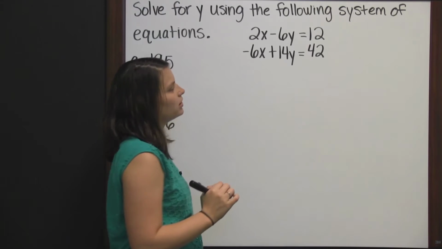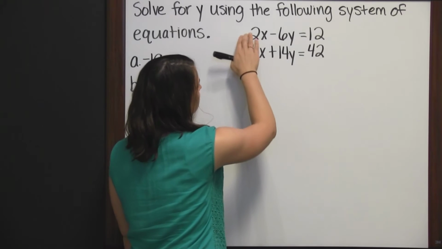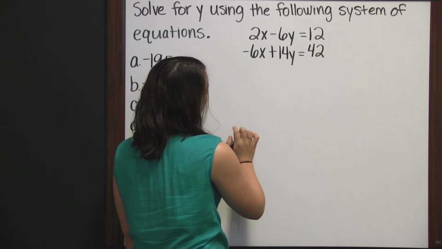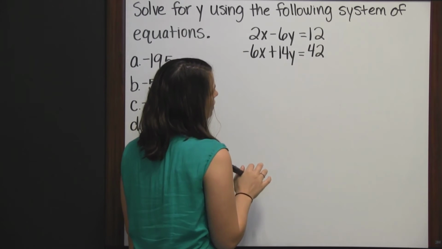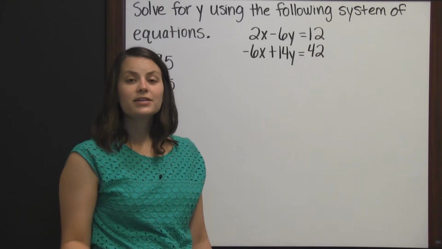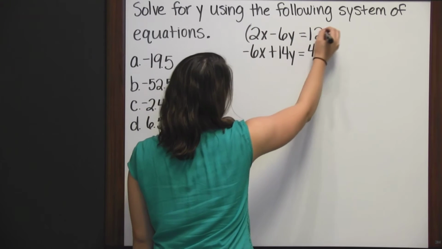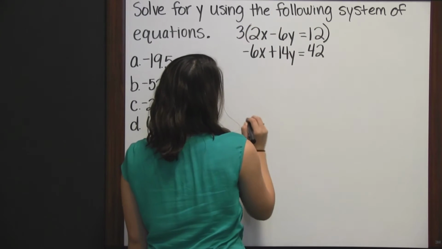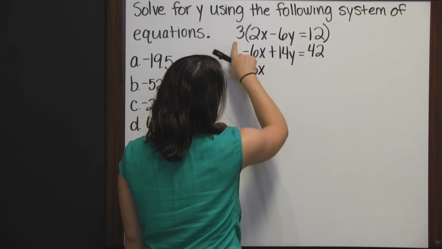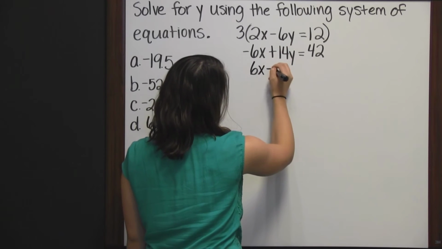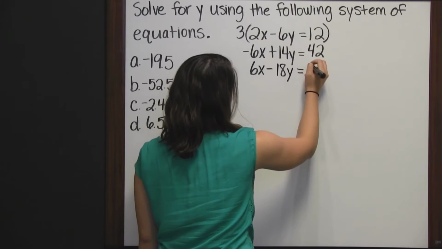It's really your choice which one seems the best for the situation. In this situation, elimination seems to be the easiest choice, because if I multiply this top equation by 3, I'll have a positive 6x term and a negative 6x term that will eliminate, thus allowing me to solve for y. So I'm going to multiply this entire top equation by 3. 3 times 2x is 6x. 3 times negative 6y is negative 18y. And 3 times 12 is 36.